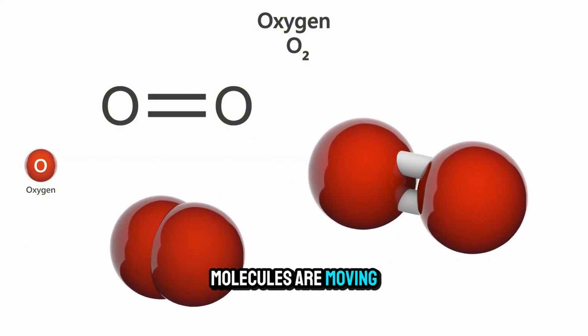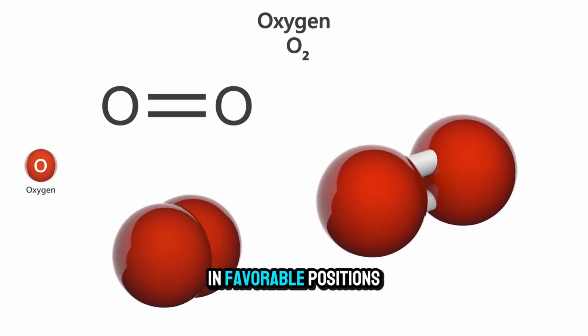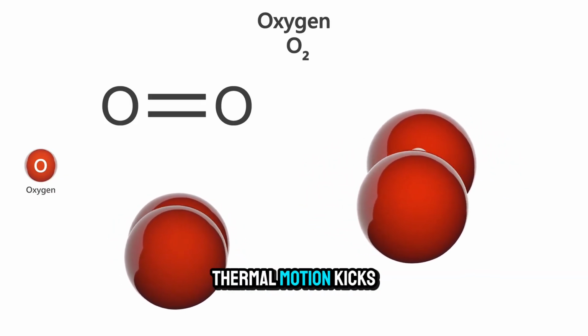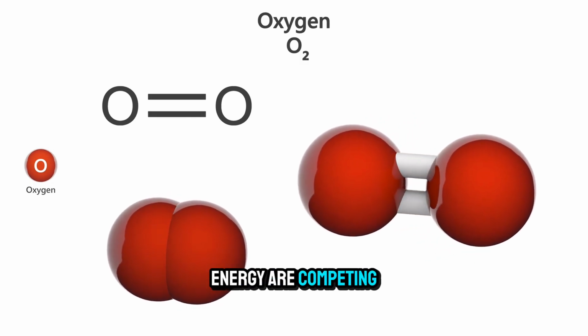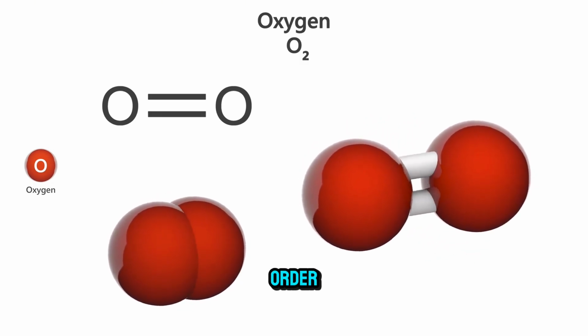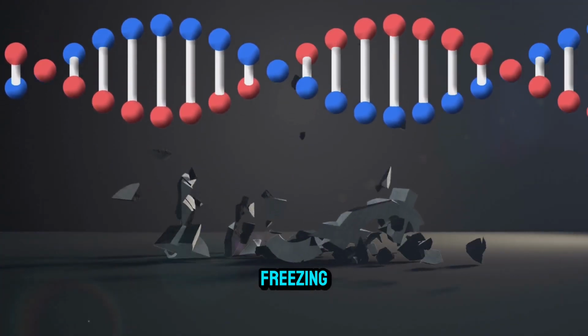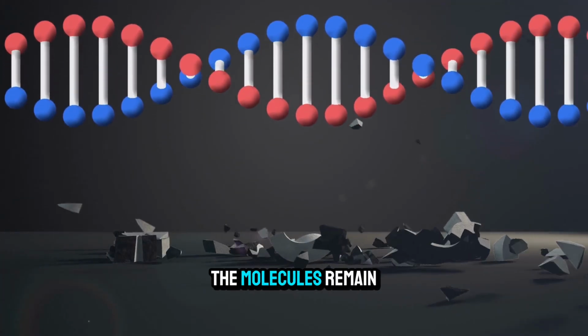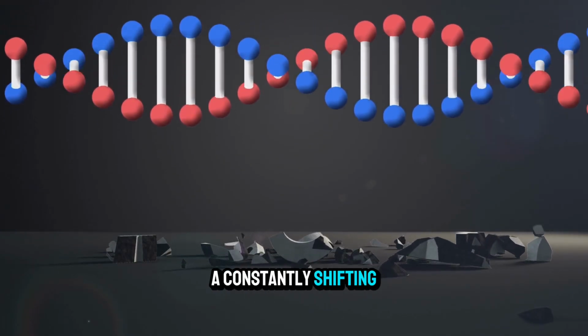The molecules are moving too fast. They get pulled toward each other. They orient briefly in favorable positions, but then the thermal motion kicks them apart again. The electromagnetic attraction and the kinetic energy are competing. The attraction wants order. The motion creates chaos. And in liquid water, at temperatures above freezing, the motion wins. The molecules remain disordered, sliding and tumbling past each other in a constantly shifting arrangement.